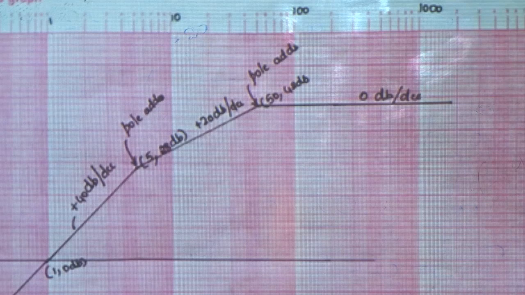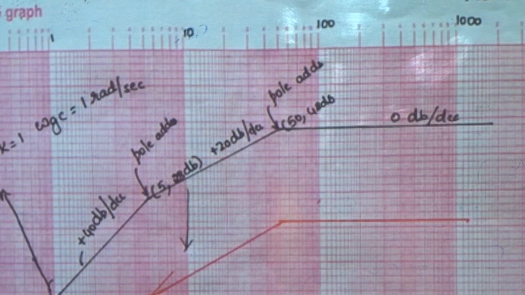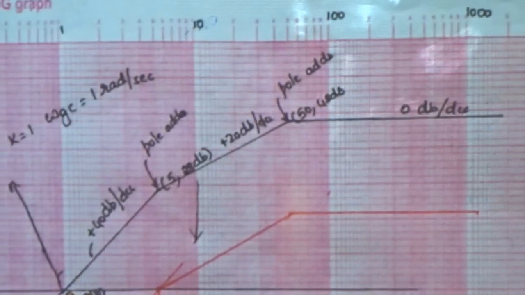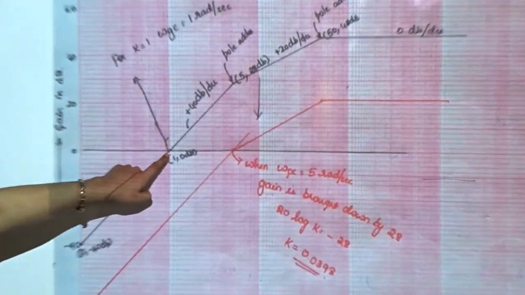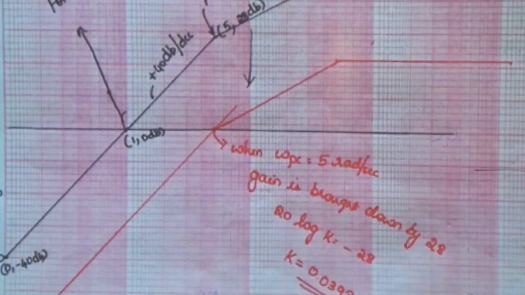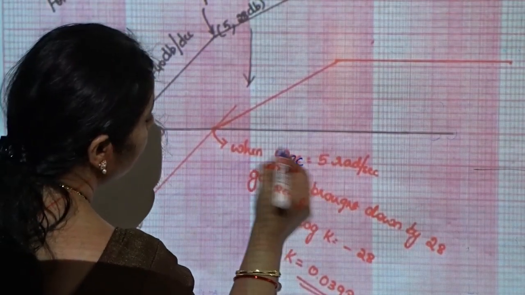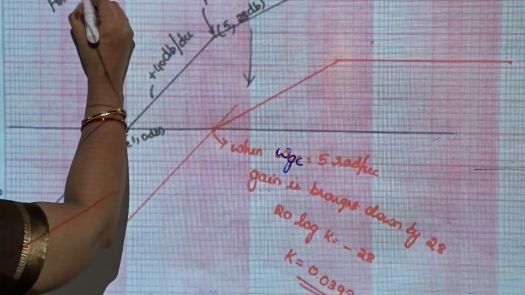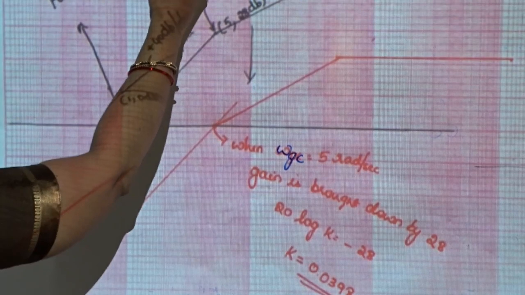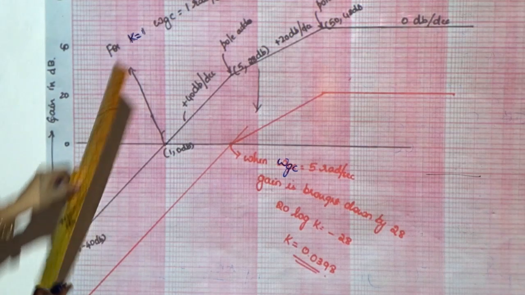From this, what is the question asked? The question is, they have asked us to find the value of k for which the gain crossover frequency is 5 radians per second. If you look at the original graph, the gain crossover frequency omega gc, not pc, for k equal to 1, was 1 radian per second. We have to find it for 5 radians per second.